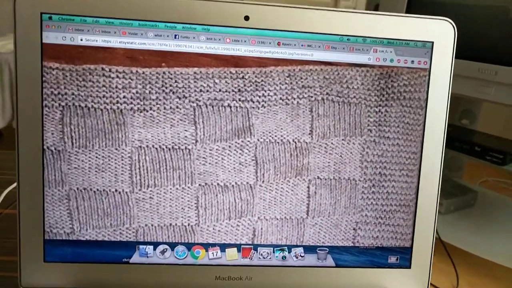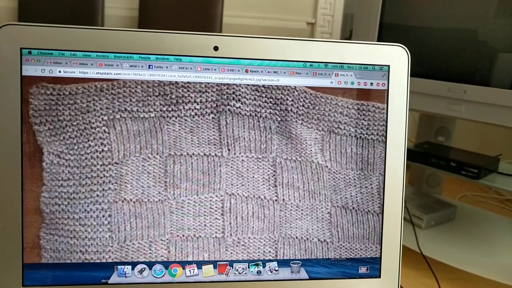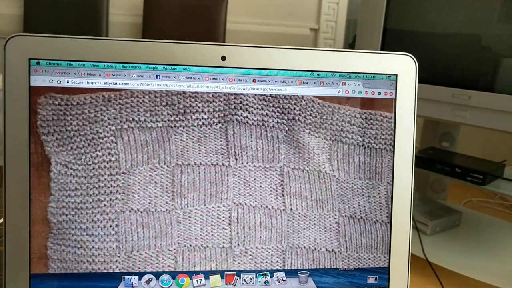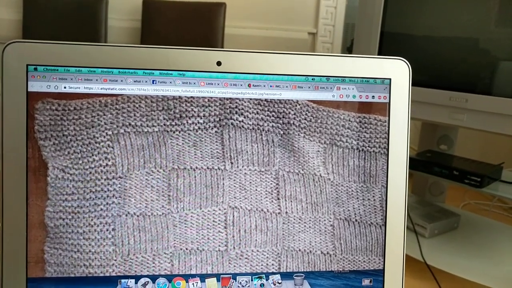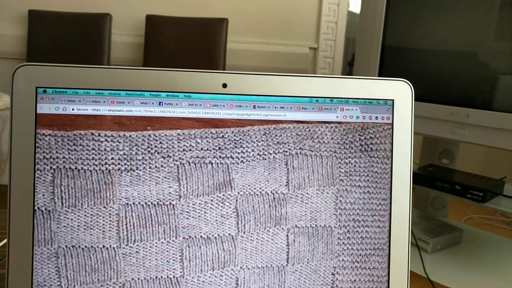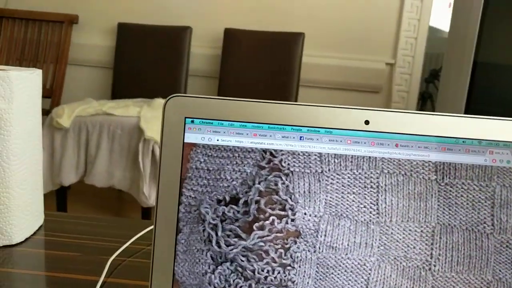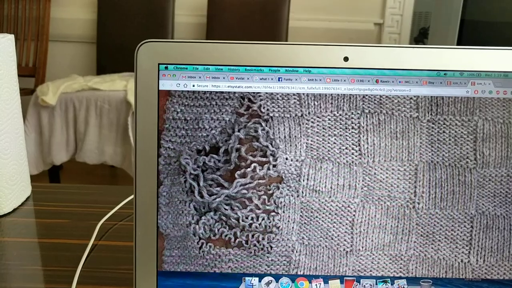Okay, so I was looking at the second picture, and I noticed there's a total of 11 boxes across, and here the purl stitch edge is about 12 stitches, so 12 twice is 24, and each box is 10 stitches, so 11 times 10 is 110. I just need to do some multiplication, and I just wanted to show you how this happened.